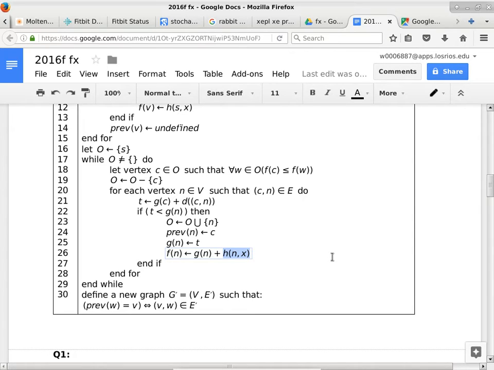Okay? In other words, we're looking at all the vertices that we are supposed to evaluate and asking, which one is the most promising one? So what we do is we look at this equation here, which is the estimated cost of the shortest path from the start vertex through this particular vertex to the destination.